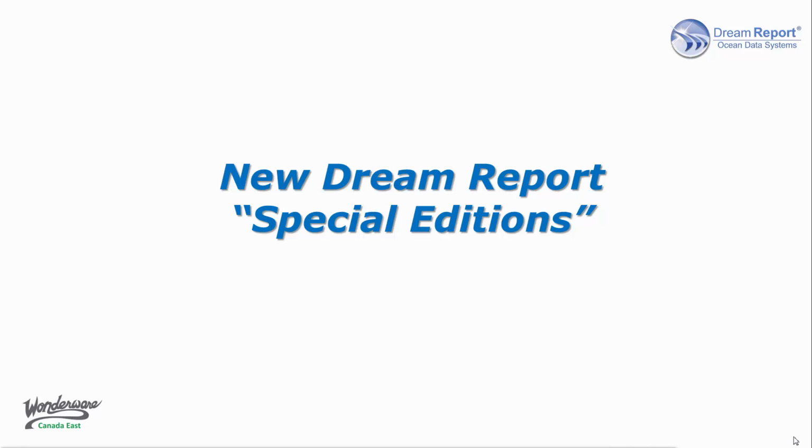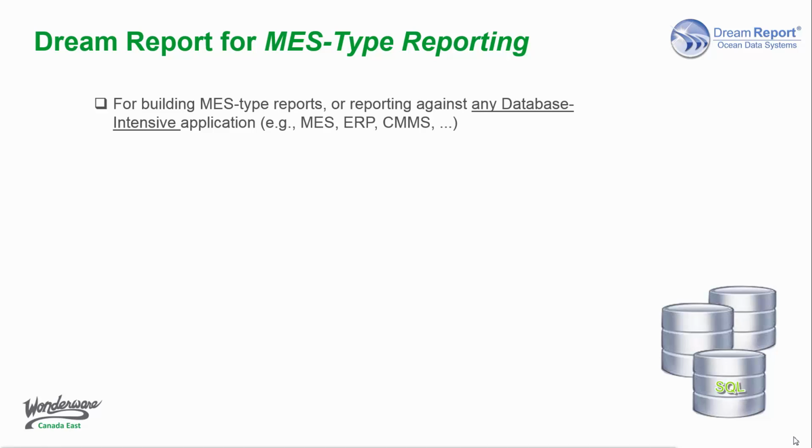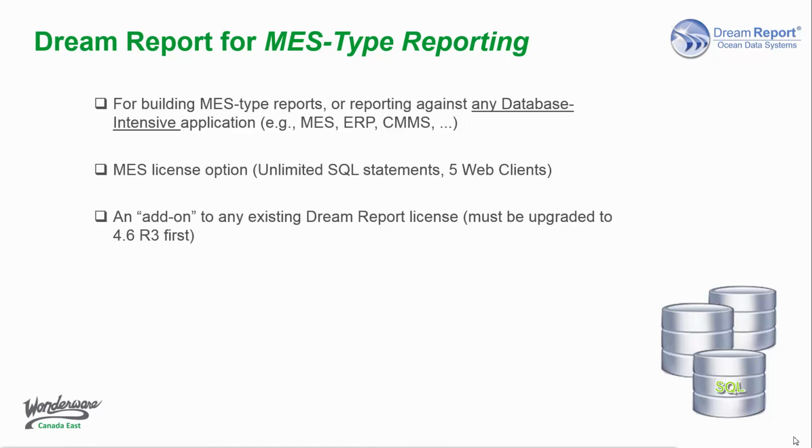Okay, let's take a look at two new special editions or add-ons to the core Dream Report product. In addition to the many tools and features in Dream Report focused on SQL database reporting, as we've just seen, a new MES license option is available as an add-on to any Dream Report license. This license is a very cost-effective way to work with large database applications, for instance MES, ERP systems, Wonderware Intelligence, IntelliTrack, etc., as it allows for unlimited fields from SQL queries, which would ordinarily be counted towards the project's tag count, and includes 5 Dream Report web client licenses.